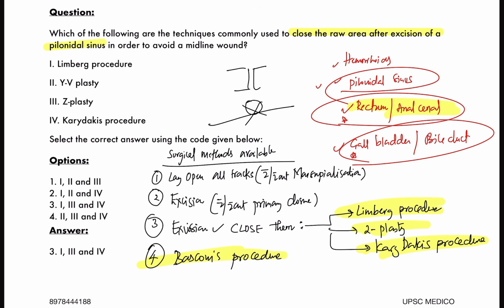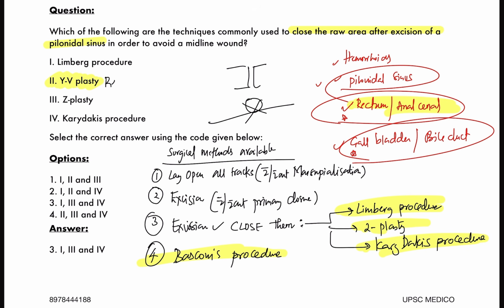Now what are the options? You see, Limburg procedure is there, Z-plasty is there, Cary-Dakis procedure. Don't get confused with YV-plasty. See, YV-plasty is a wrong option. It is a reconstructive surgical technique where we make a Y-shape incision, then we close it in a V shape.